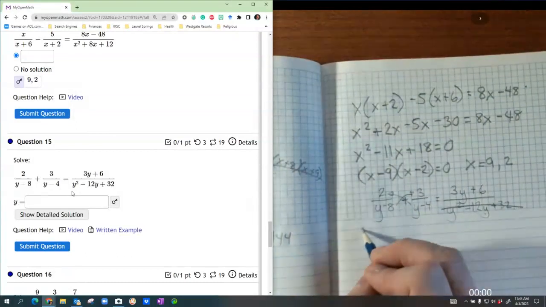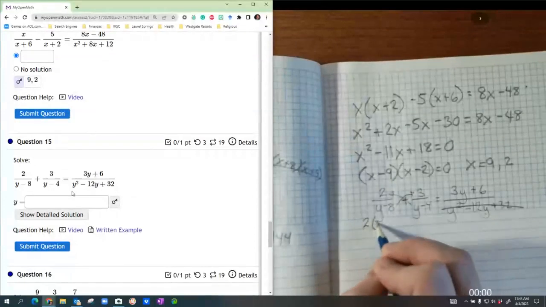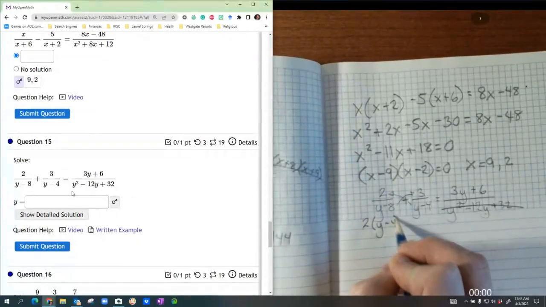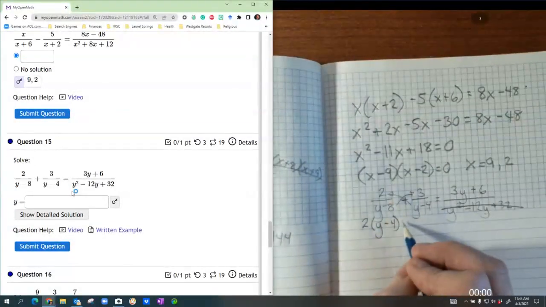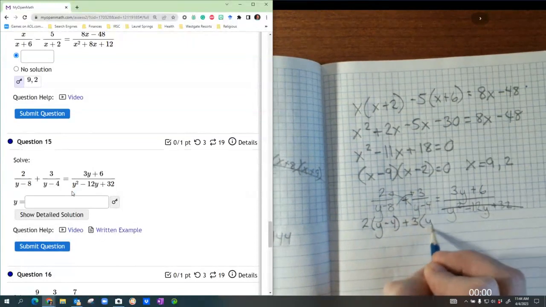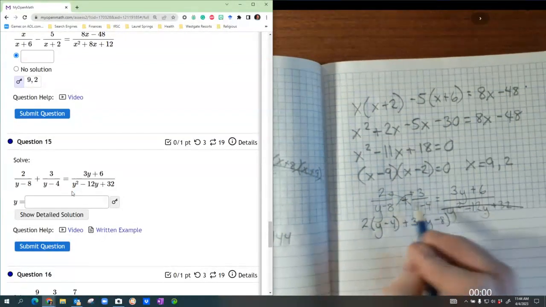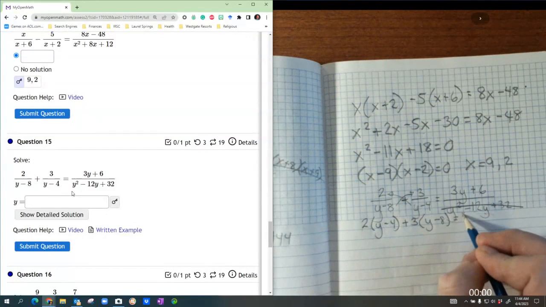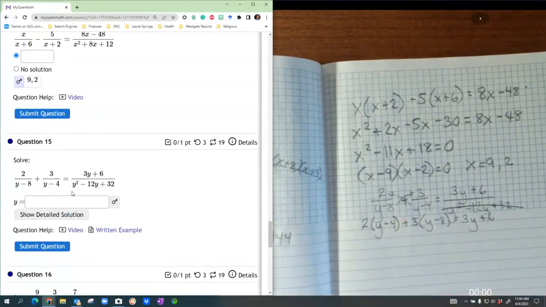So my trick is simply just that. Cross multiply, and then we have plus 3 times y minus 8, and then just write down the numerator. That is the trick. That's how that trick works.